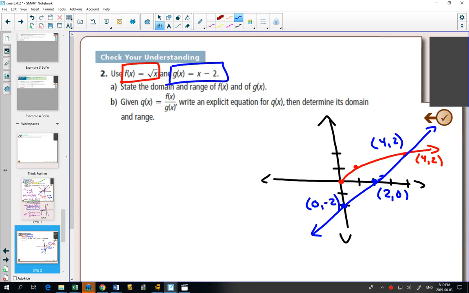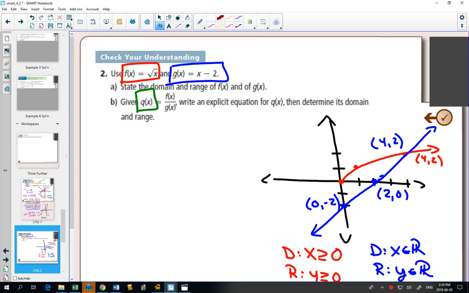So state the domain and range of both of those. For our red graph, the domain is bigger than or equal to 0. The range is bigger than or equal to 0. For the blue graph, the domain is everything. The range is everything. And now we want to graph q of x in green, where it's f of x divided by g of x. Again, we're going to divide y values.